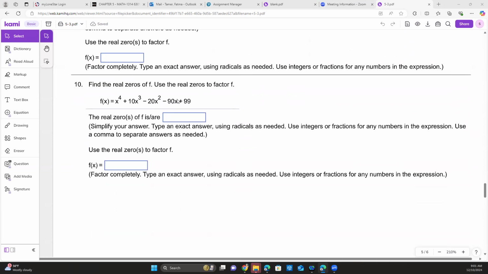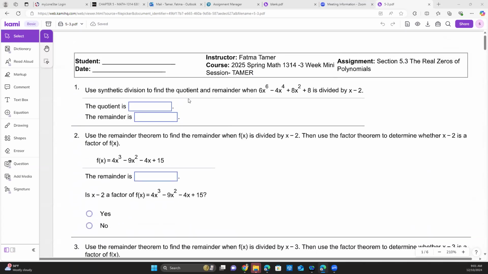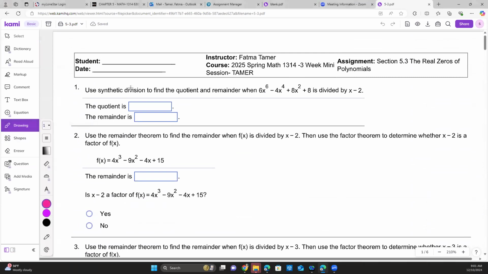the potential zeros theorem. So we have a total of 10 questions on this assignment, and our first focus is synthetic division. The first question says to use synthetic division to find the quotient and remainder when this function is divided by x minus 2.